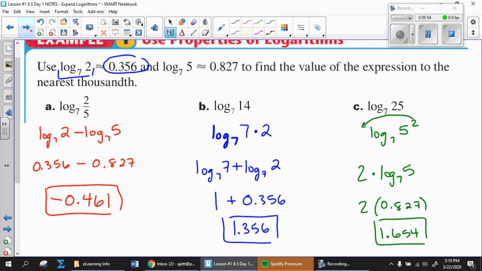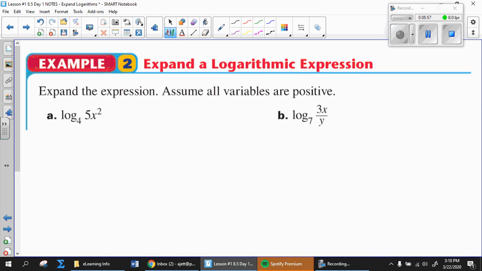All right, let's do 2 examples with variables, and then you guys will have a couple to do on your own.